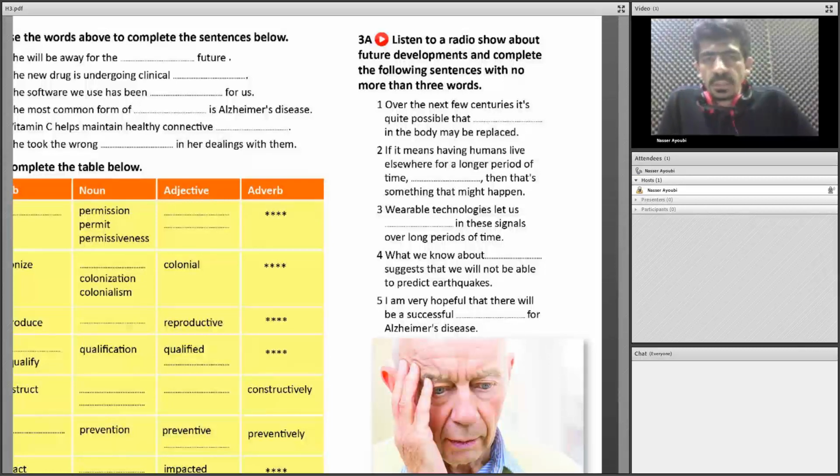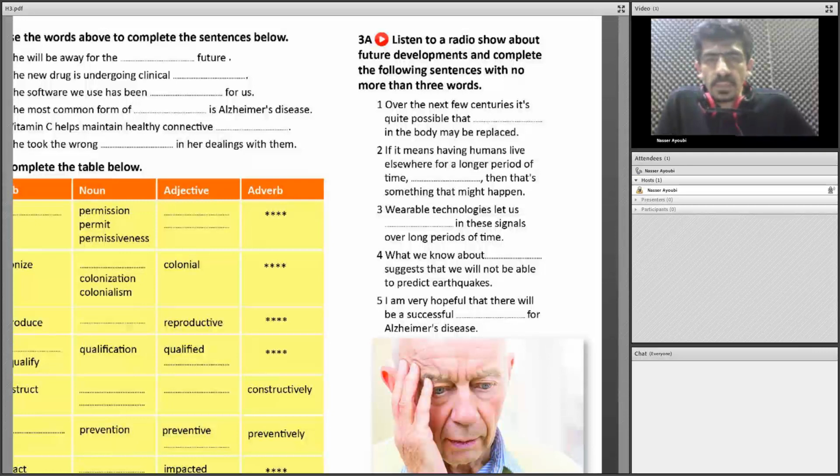Over the next few centuries, it's quite possible that nearly every tissue in the body may be replaced. This is exactly what the Professor mentioned. Number 2, if it means having humans live elsewhere for a longer period of time, then that's something that might happen.